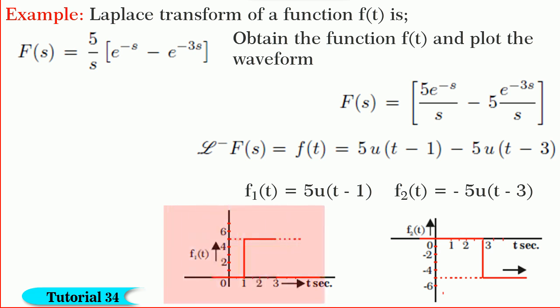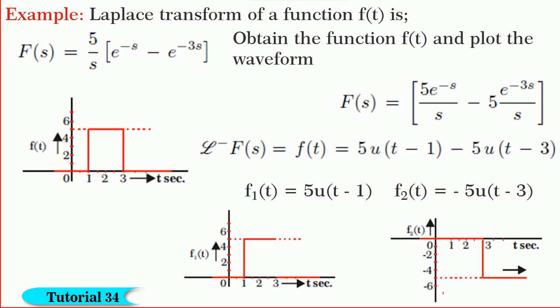So, by adding f1 of t and f2 of t, we get f of t is equal to 5u of t minus 1 minus 5u of t minus 3. That is simple. The resultant waveform is plotted as shown in figure.